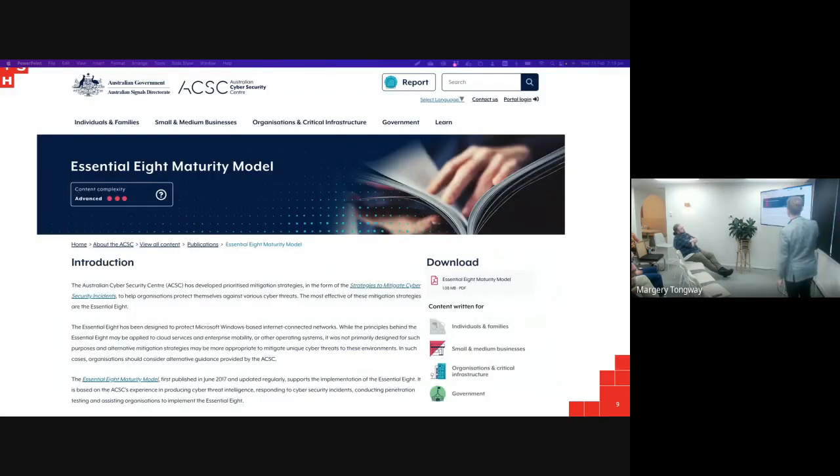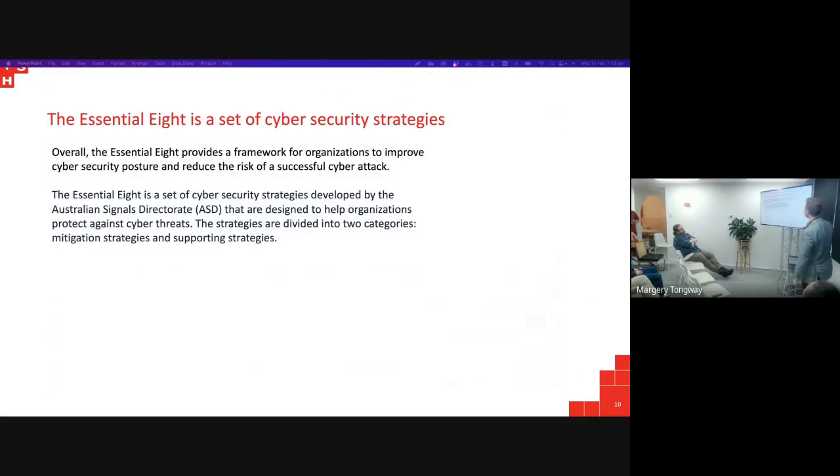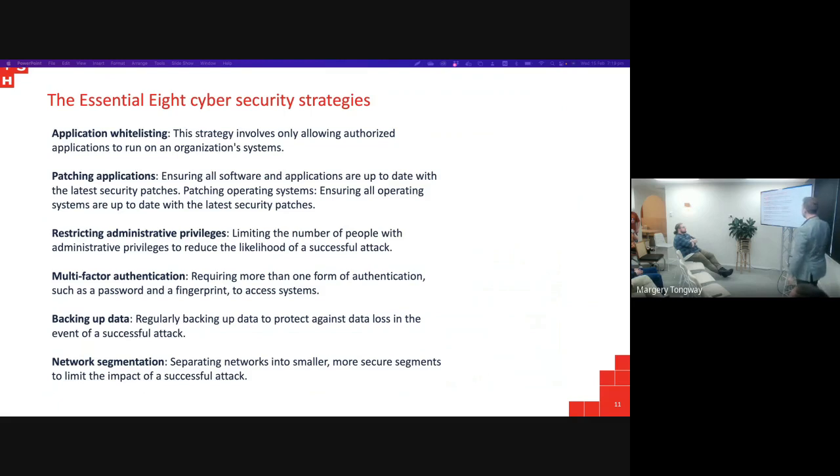So going back to Essential 8, the government brought to my attention that there's something called Essential 8, which is a cybersecurity maturity model that requires us to do a lot of things. It's a framework for organizations, specifically the government, because it's developed by the Australian government, to improve cybersecurity posture and reduce the risk of a successful cyber attack. It's a set of strategies both for mitigation and remediation. When I talked about it with the developers, they're like, huh? No, we just write JavaScript, we like React.